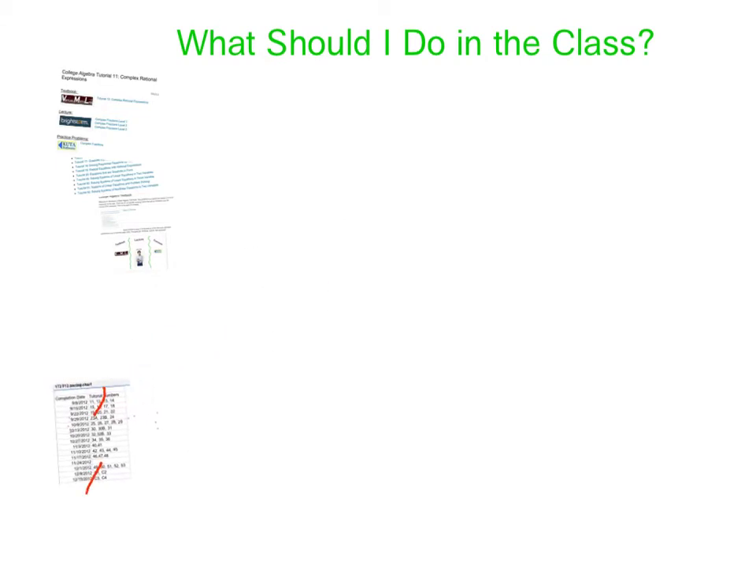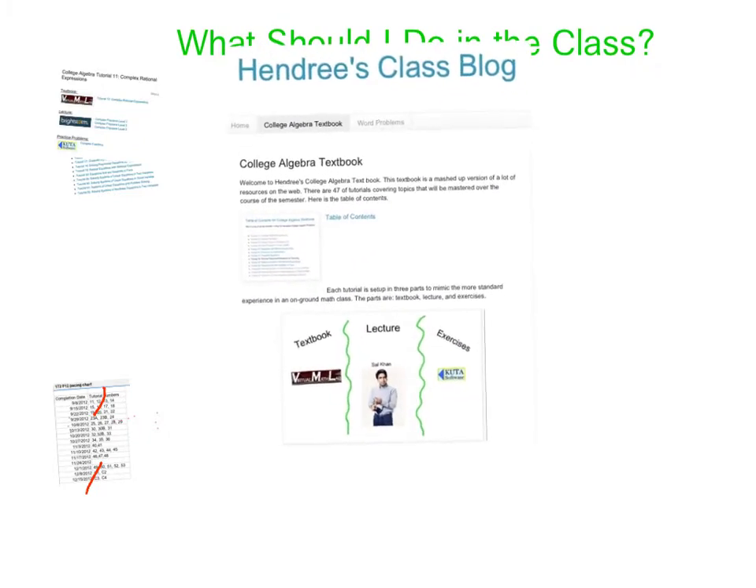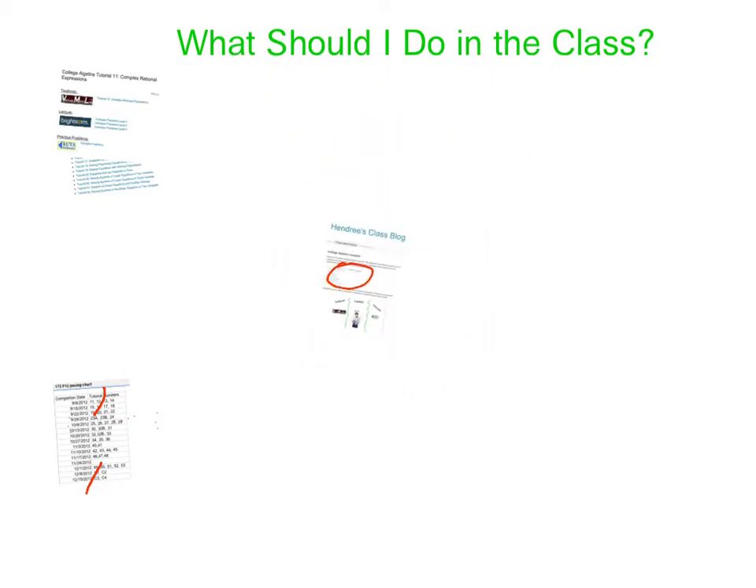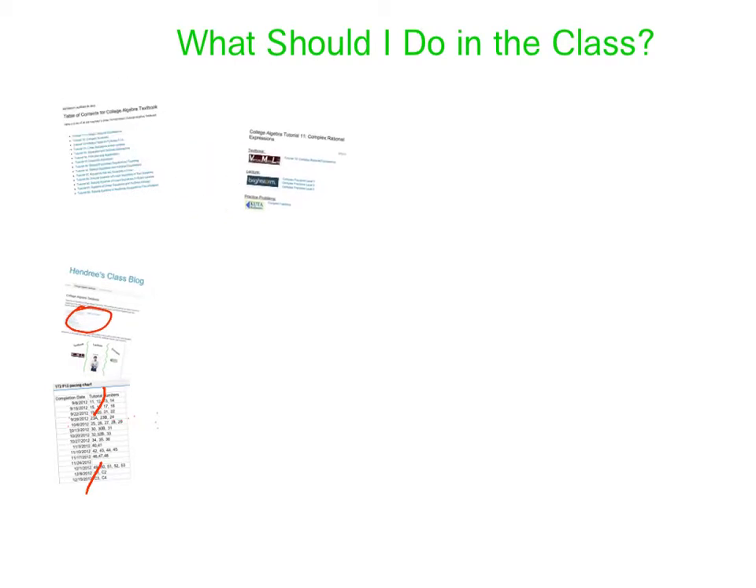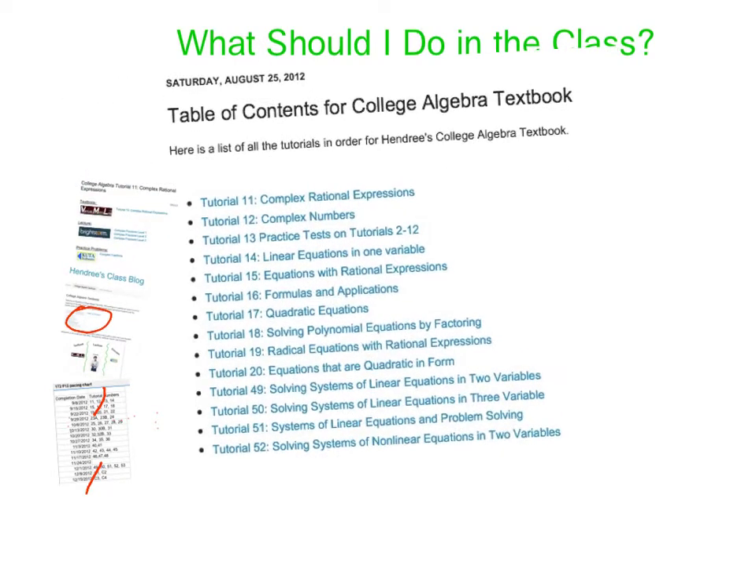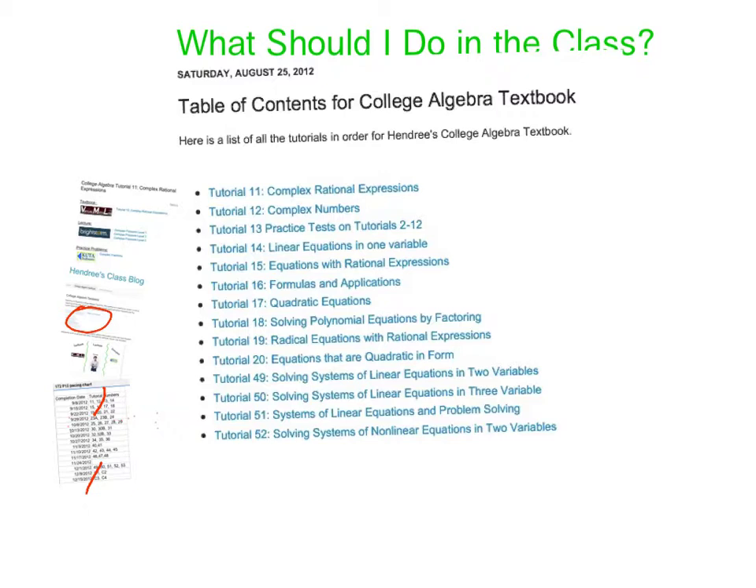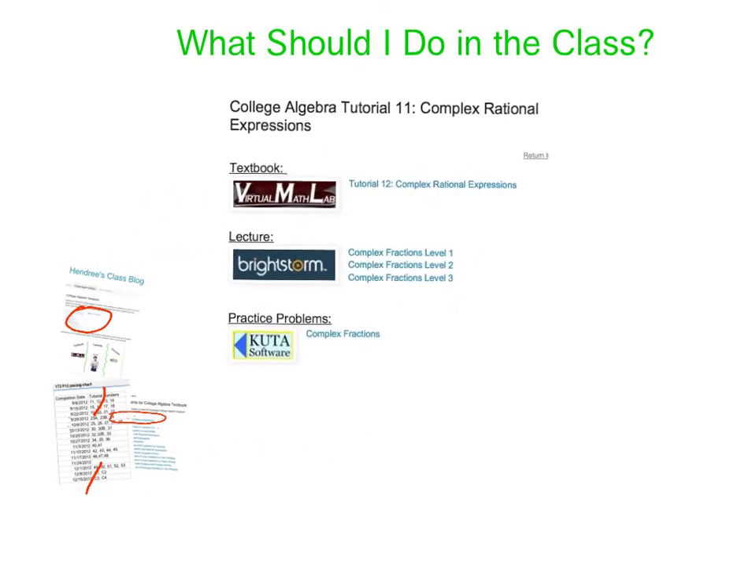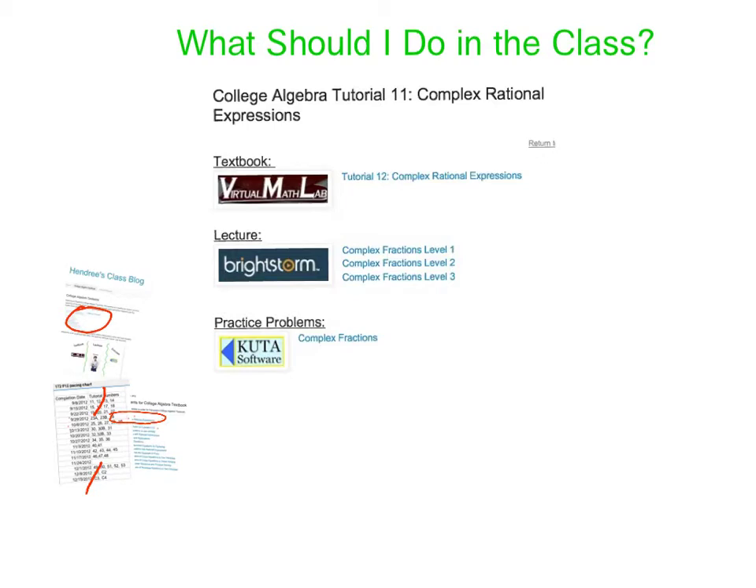Okay, once you know what tutorial you want to do at a particular time, all you have to do is go to the syllabus, and you'll see a little table of contents link there. All you have to do then is click on the table of contents and find which tutorial you want. So for the first week, the first tutorial would be 11. I would click on this, and this is what I would see in the textbook for tutorial 11.